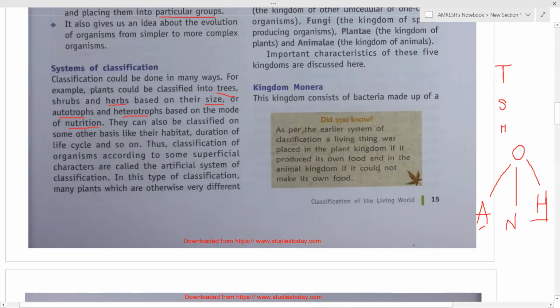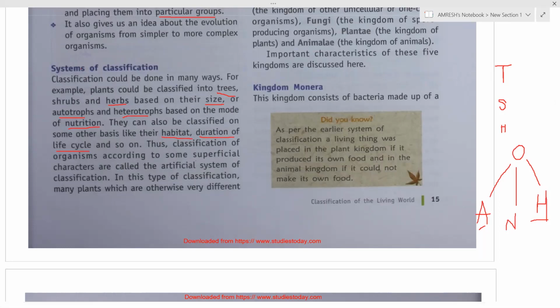Yes, autotrophs means you have to study about plants. Heterotrophs means those that do not make their own food. They depend on the plants for their food. Third basis is your habitat. And the last basis is your duration of life cycle. So what are the bases of classification or systems of classification? Size, nutrition, habitat, and duration of life cycle.